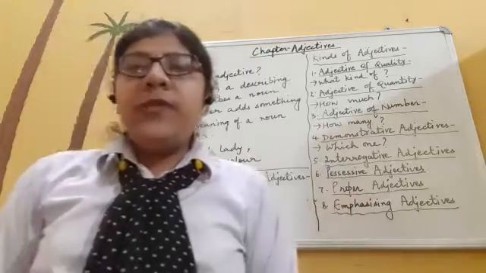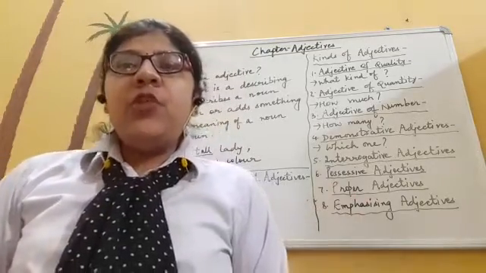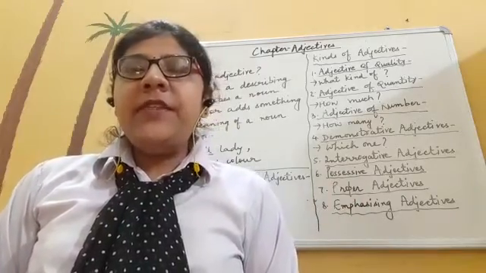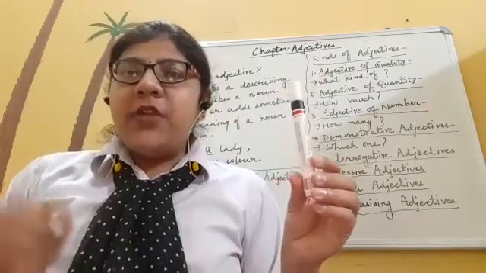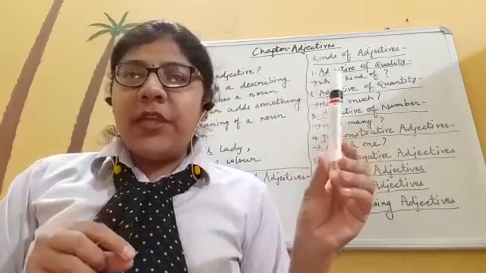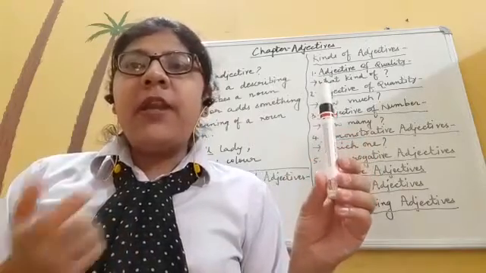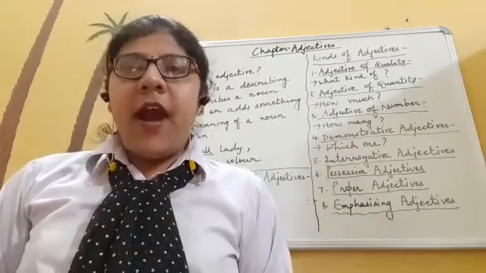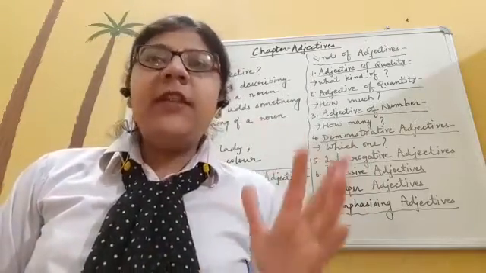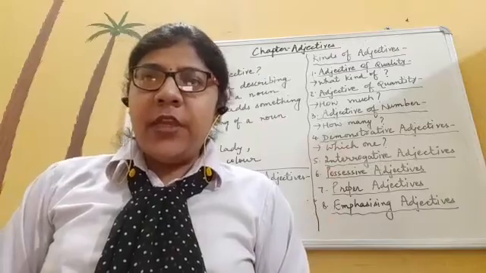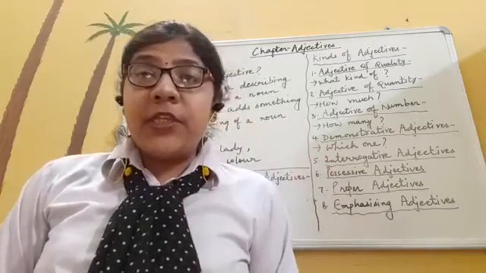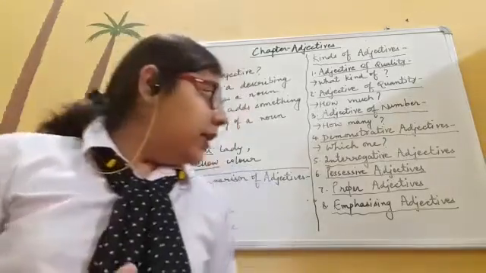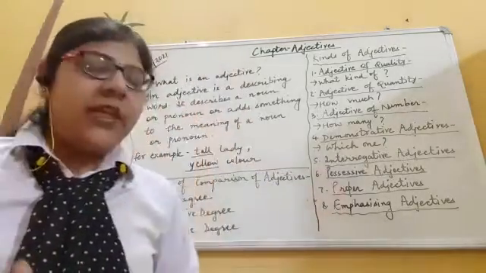Next one, possessive. Possessive means showing belonging or ownership. Like if I say this is my marker, so the word my is showing the belonging, it is showing the ownership, that whose marker? My marker. My, his, her, our, their, all these are the possessive adjectives. Because they tell us about the possession, the ownership, the belonging, they are given the name possessive adjectives.